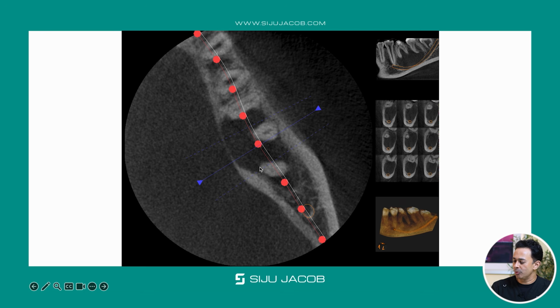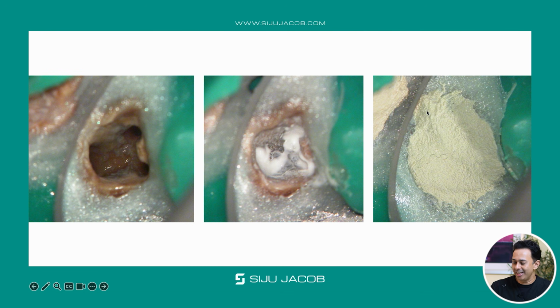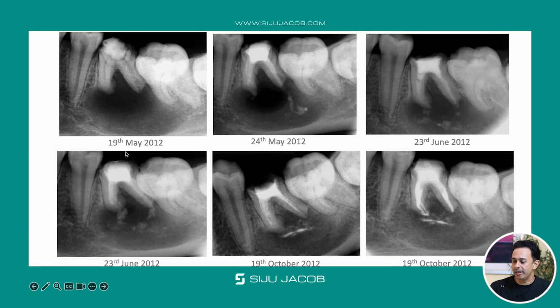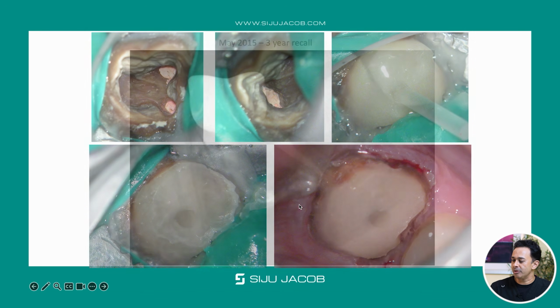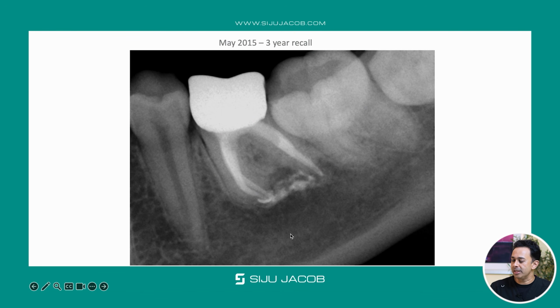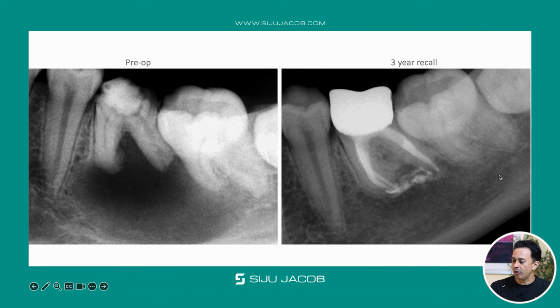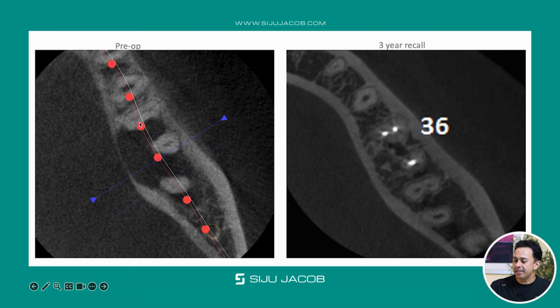You can see here there's lots of bone destruction. We treated this case with multiple rounds of calcium hydroxide through a period, and you can see here after 5 months of calcium hydroxide there is a dramatic reduction in the lesion, and then we obturated this tooth, and you can see a 3-year recall here where the lesion healed completely. So you can see pre-op, and 3 years later this lesion is healed conservatively with just endodontic therapy alone. You can see the pre-op CBCT and the 3-year recall CBCT. The lesion has healed completely.